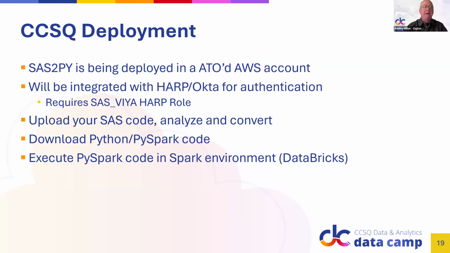Once you upload your SAS code, you analyze and convert it. Now you're going to download your converted code, this Python PySpark code, and take it over to an execution environment like Databricks and actually run it over there, where the Python PySpark can be executed in that environment. So that's, in a nutshell, the CCSQ deployment that's currently in process. Next slide.